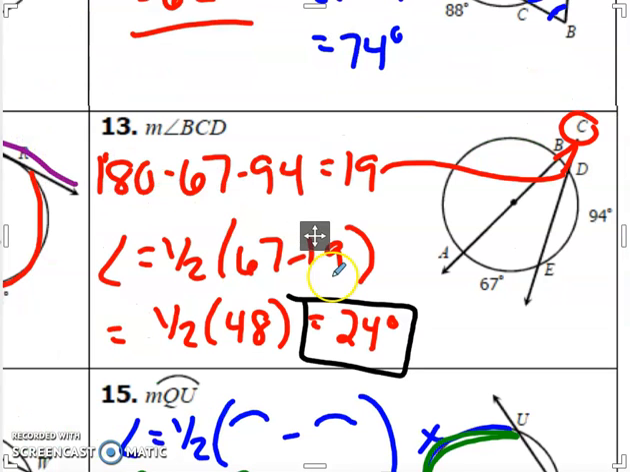Press pause. All right, so I've zoomed in here on number 13. So first off, we are not given our angle, but I was given one of the intercepted arcs, but I was not given the other. So I actually could not do 360 in this one because I only knew this little semicircle. Okay, so semicircle is 180. I took away 67 and 94 to figure out that this little arc BD was 19. So then I could use my formula and do 67, take away 19, and then half it to get a final answer of 24.